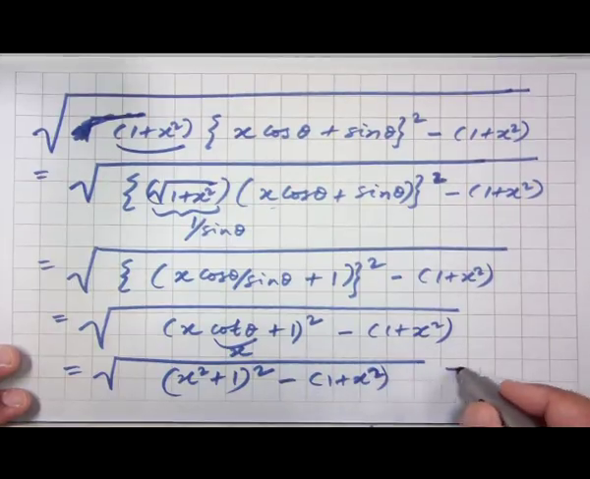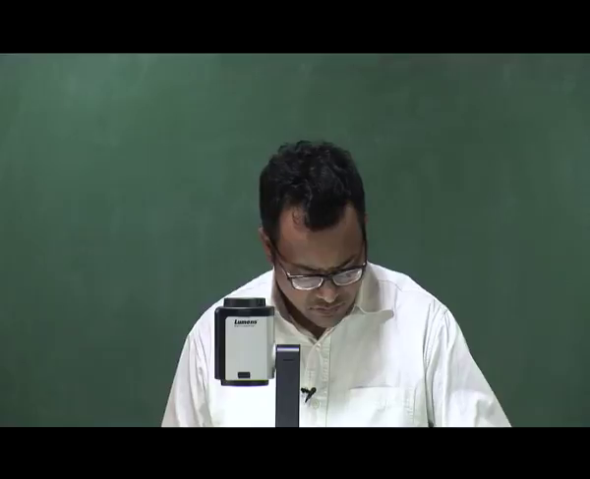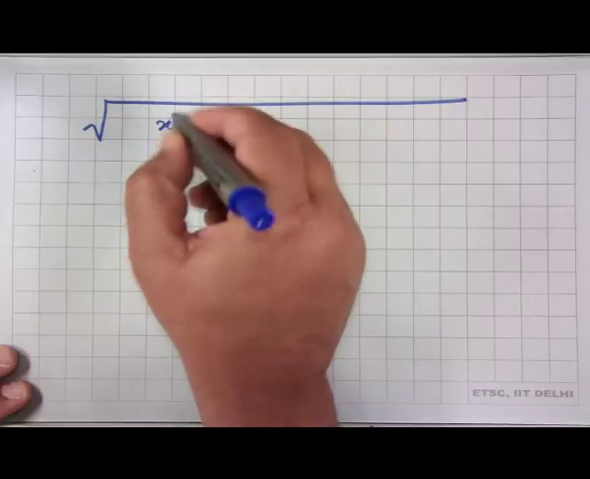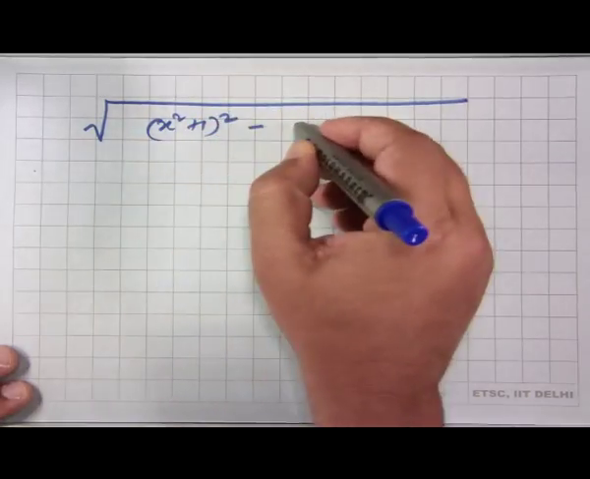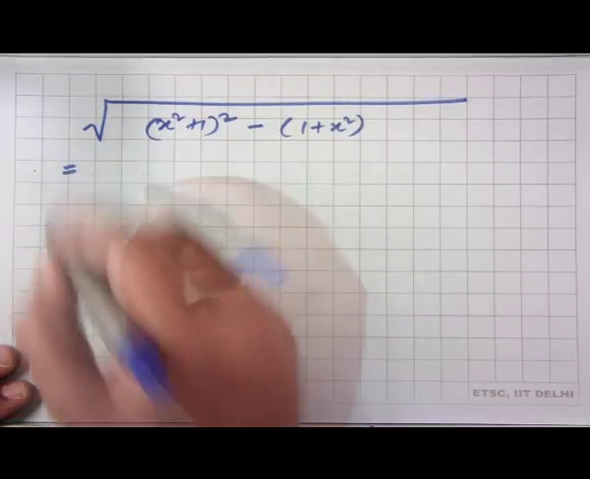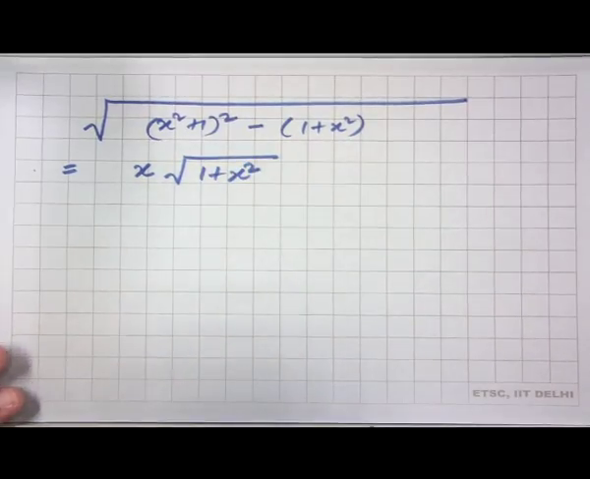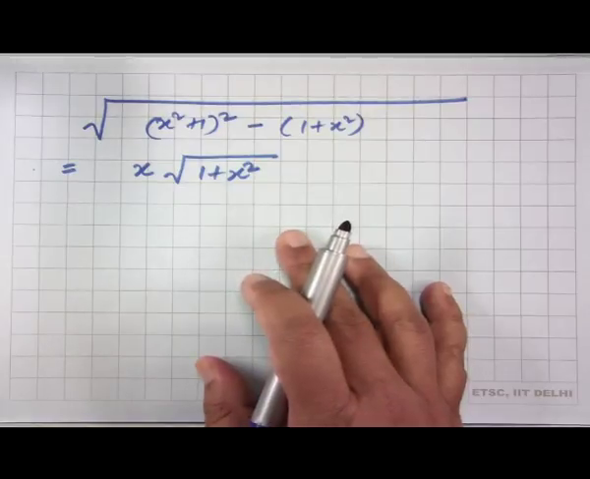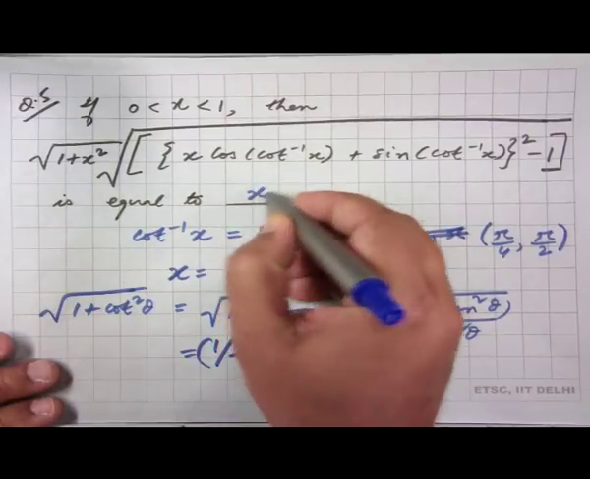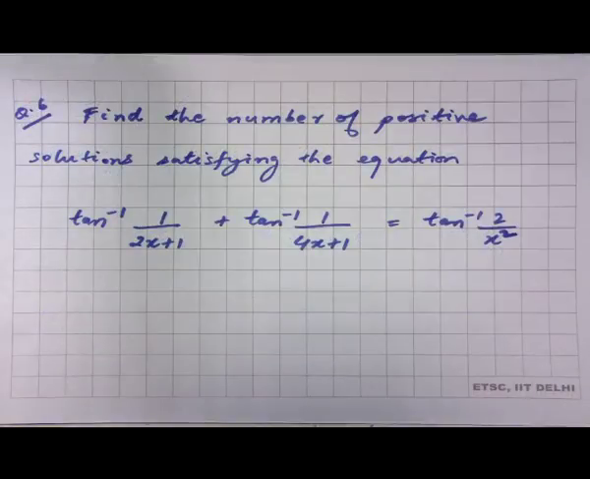And this, if we simplify further, we get this to be equal to square root of x into square root of 1 plus x square. So, this finishes the computation of this expression, which we have found to be equal to x into square root of 1 plus x square. So, let us take the next problem.